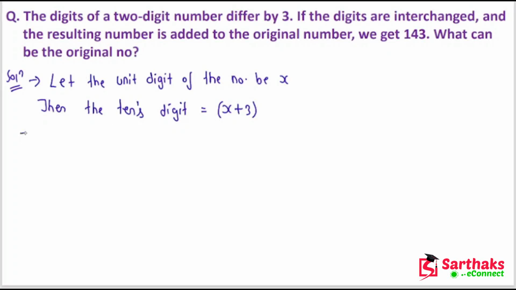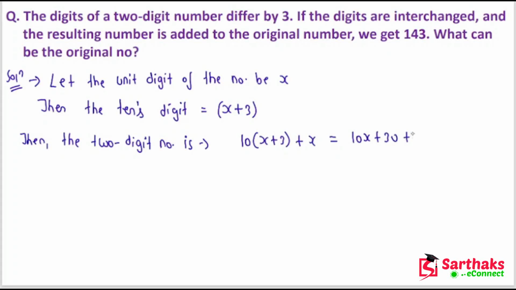Now the number is, the two-digit number is, so I have already shown you how we write it. We multiply the 10th digit by 10. So 10 into x plus 3, plus x into 1, which is x. So the number actually is 10x plus 30 plus x, which equals 11x plus 30. So this is the two-digit number.